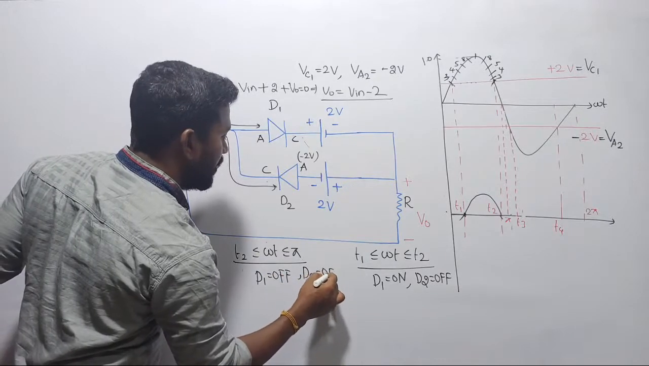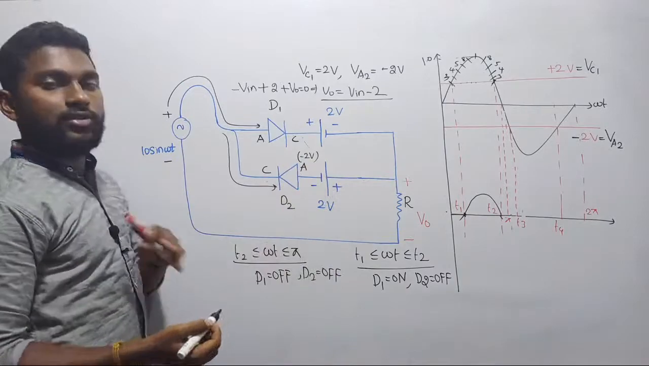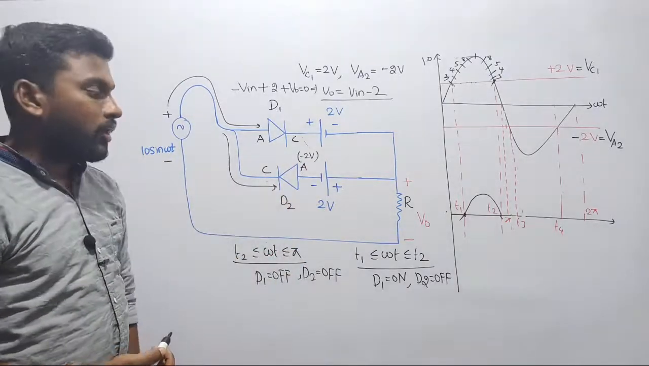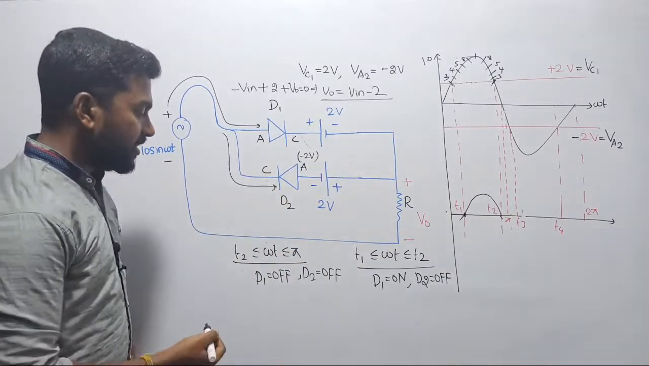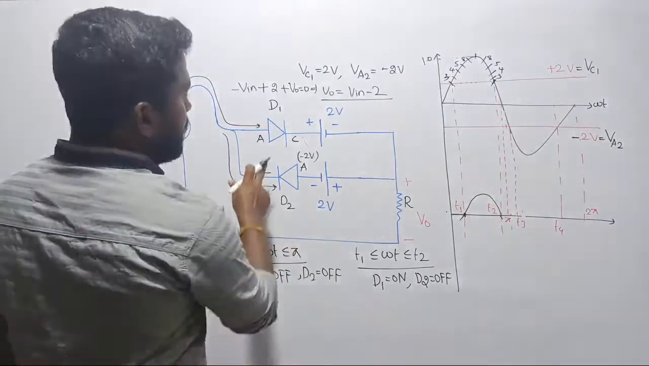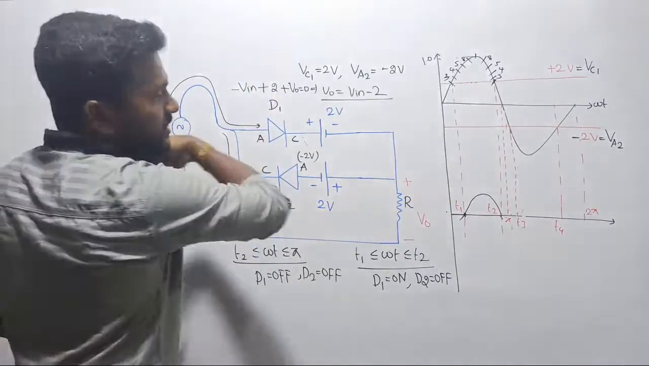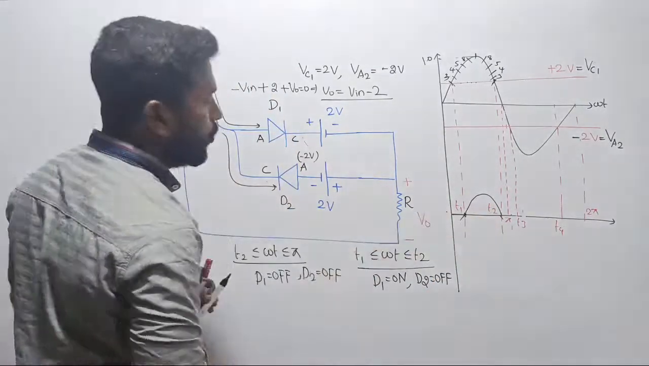D2 never turns on in the positive half cycle, because at the anode we are injecting negative voltage. There is no chance of this diode turning on in the positive half cycle, right? Anyway, from T2 to pi, both diodes are once again turned off. If both are turned off, this is cut off. See, this is a disconnected open circuit. In an open circuit, there is no current flow and we are not receiving output voltage.